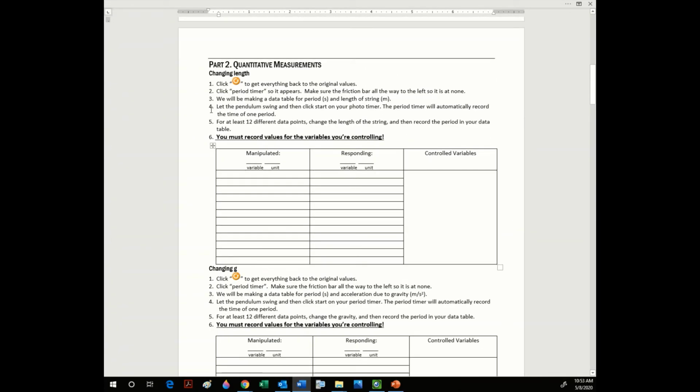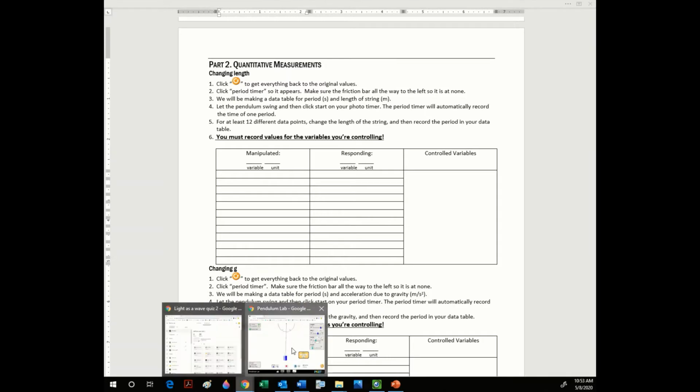Okay, so this is the actual lab part. So we want to get everything back to our original values. This one, we're going to be changing our length. So we're going to record some values in here. If you could print off this lab to record all those values, that'd be helpful. You can probably type it in as well.